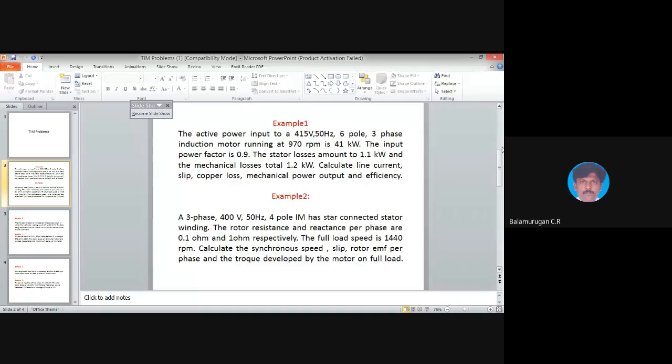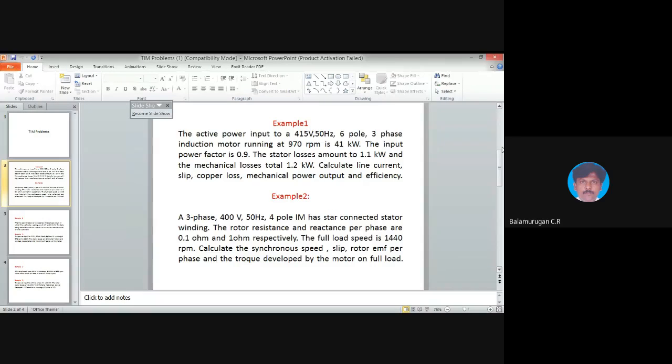So in the place of K, you substitute 3 divided by 2 pi small ns. Small ns I have already told: small ns equal to capital Ns divided by 60. If you substitute, you will get this value. So 3 divided by 2 into 3.14 into 25. From small ns, you will get 25.